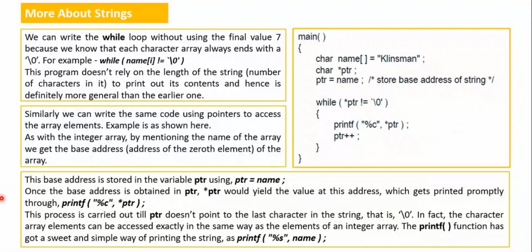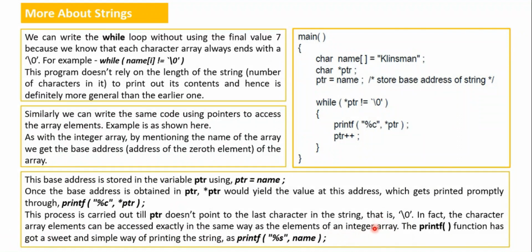Once the base address is obtained in ptr, the value at address ptr would yield the value at this address, which gets printed through printf %c. Now %c is the format specifier for the character data type, and we have the operator star ptr. So this is the value at address. This process is carried out till ptr doesn't point to the last character in the string, that is \0. In fact, the character array elements can be accessed exactly in the same way as the elements of an integer array.